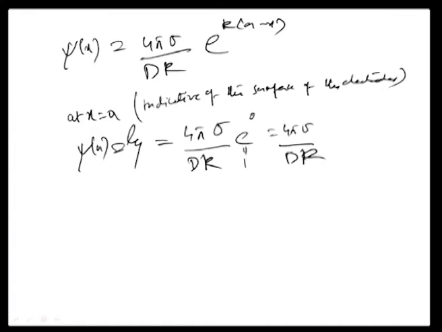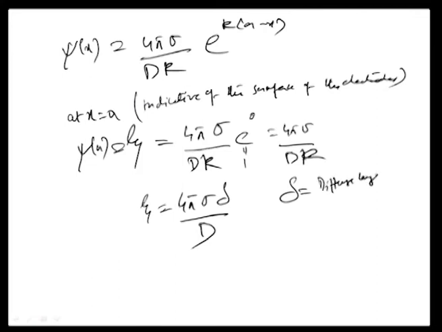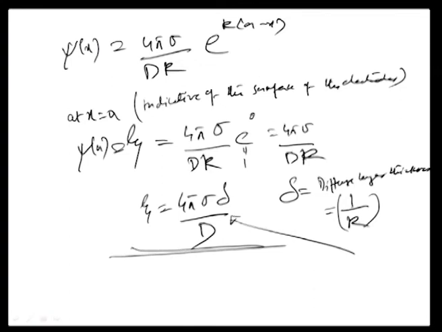In other words, the zeta potential is basically represented as 4 pi sigma delta by d. If you may remember, delta was the diffuse layer thickness, which had been earlier said to be predicted by the ion association theory as 1 by k. So that's how the zeta potential of any surface comes into existence.